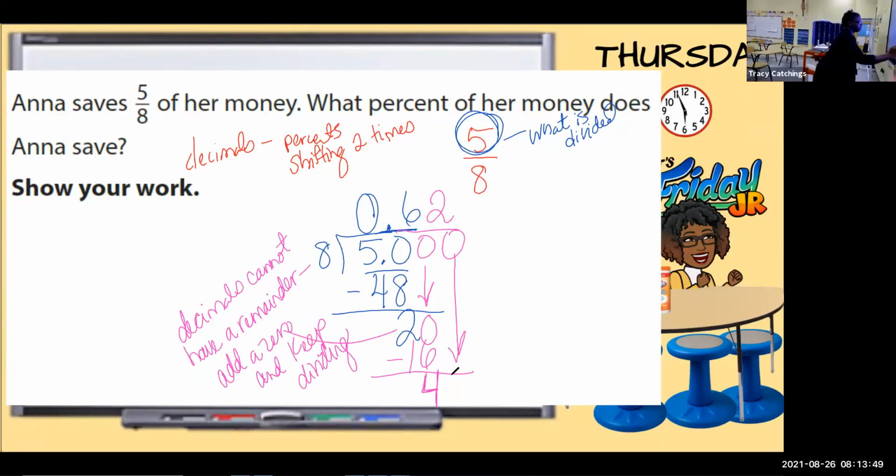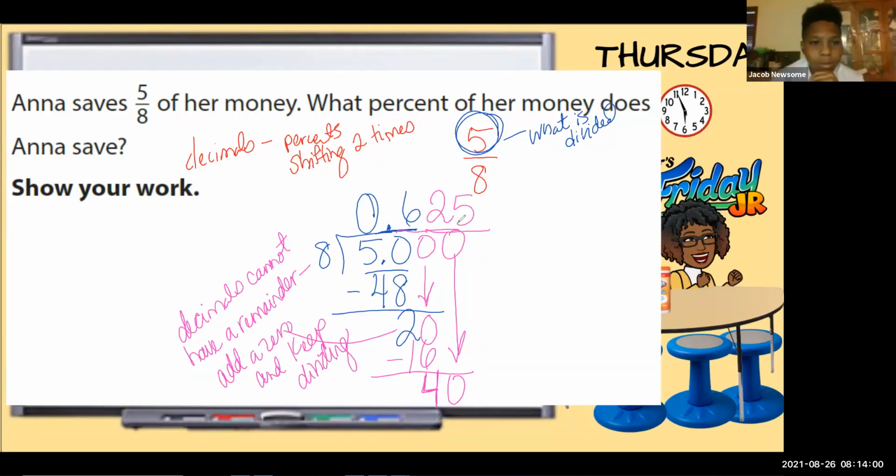So we're going to add another 0 and keep dividing. What's 40 divided by 8? 5. Good job. And then what's 5 times 8? 40. Good job. 40 minus 40 got us to 0. That's how we know we're finished dividing. So now we have a decimal, 0.625.